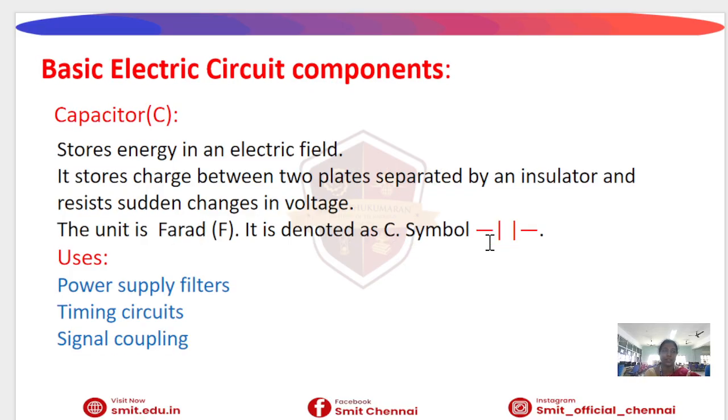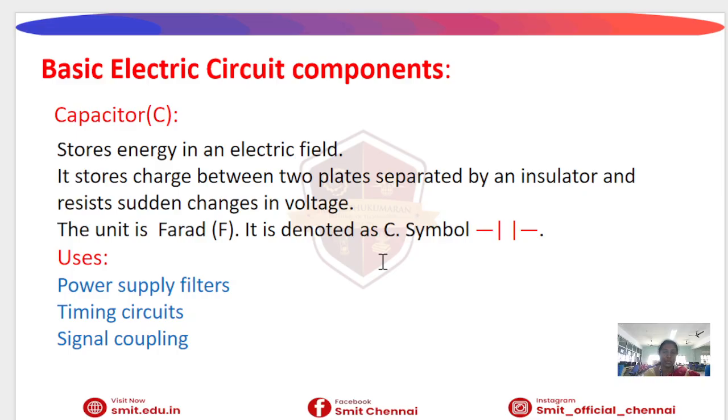Next one, third one is the capacitor. The third basic component is the capacitor. This capacitor stores energy in the form of electric field. Here there is no magnetic field, there is no magnetic effect, because in an inductor only the coil is present, but in the capacitor there is no coil. So the unit is farad and its symbol is this and it is denoted as C.